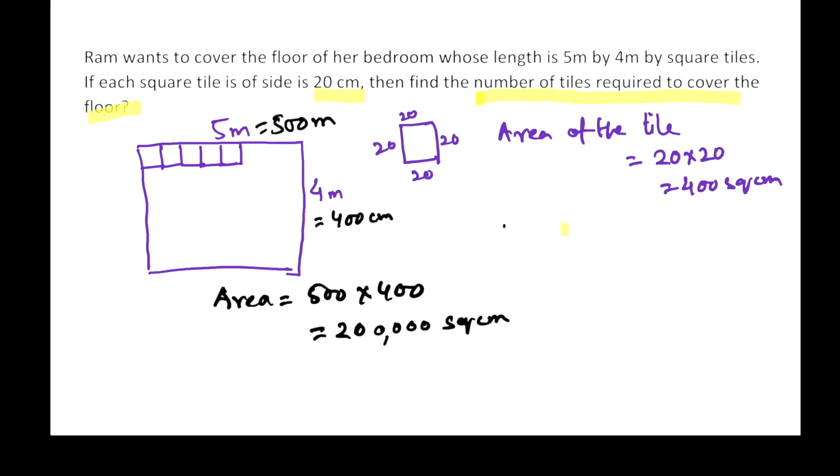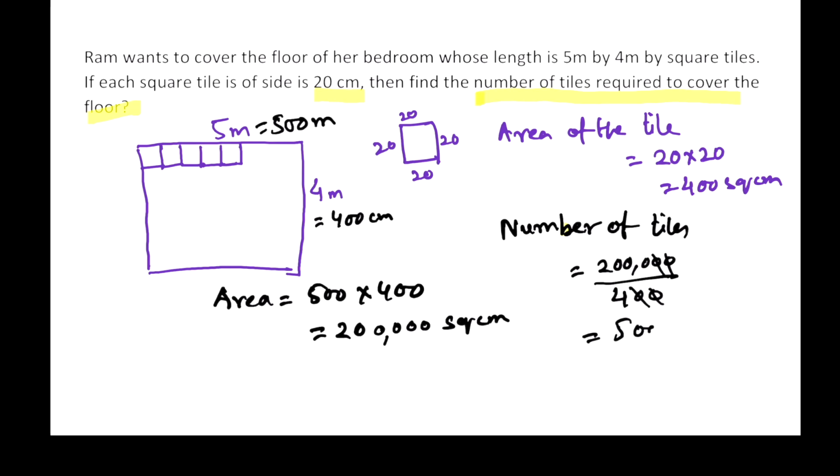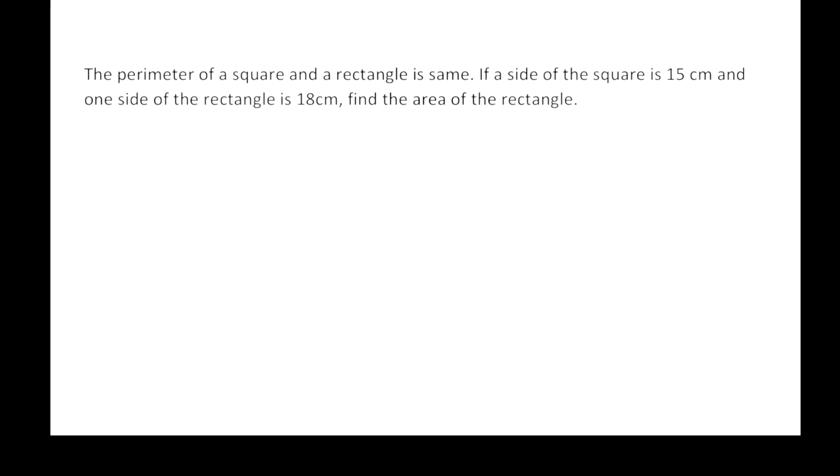So let's do it. The number of tiles will be 200,000 divided by 400. It cancels 2 zeros. 2000 divided by 4 will be 500, because 5 times 4 is 20 and 2 zeros added. So the number of tiles required is 500. Let's move on to the last problem.